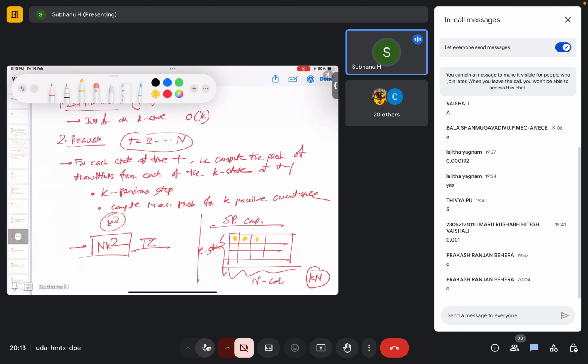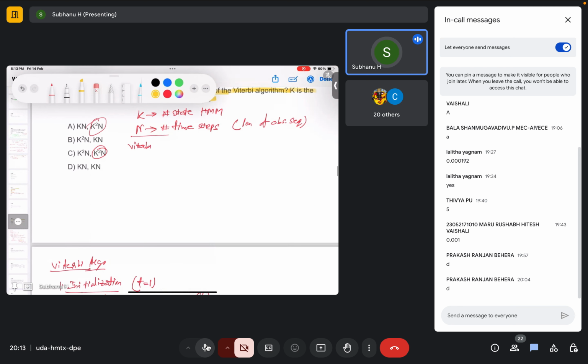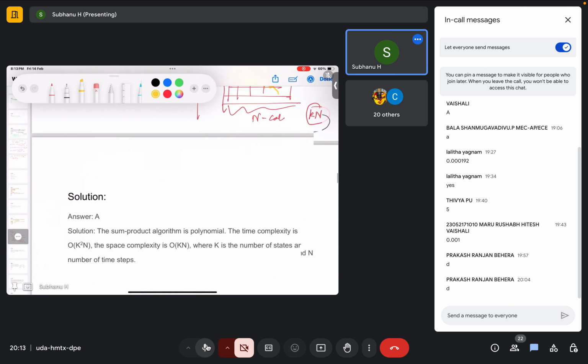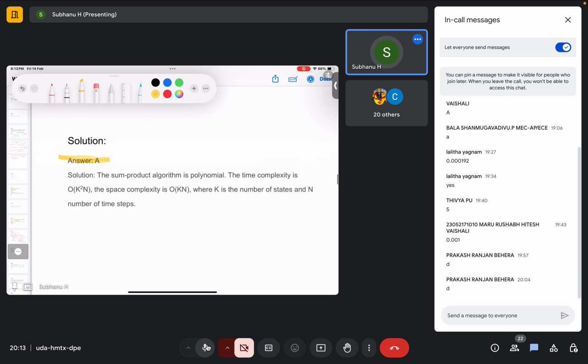Okay. So for the back pointer also, if you store this, you can back point from here to here. Okay. So you know what happens in dynamic programming. So this is the same as dynamic programming. So I think A is the possible solution also. Okay.